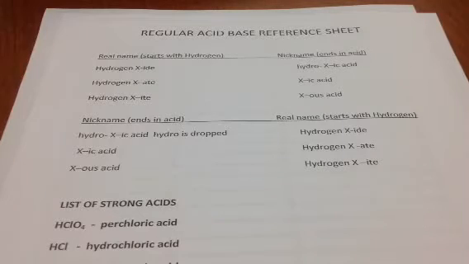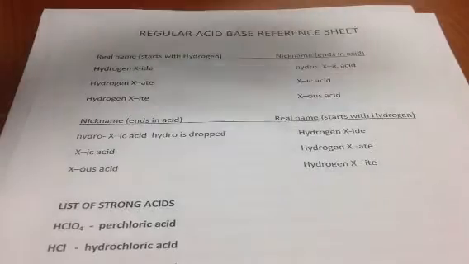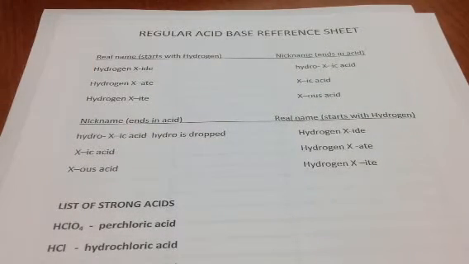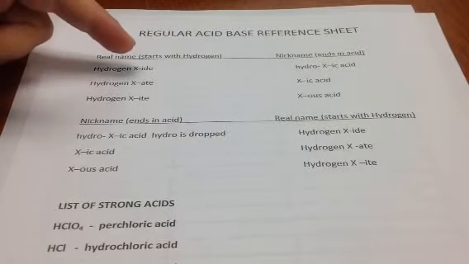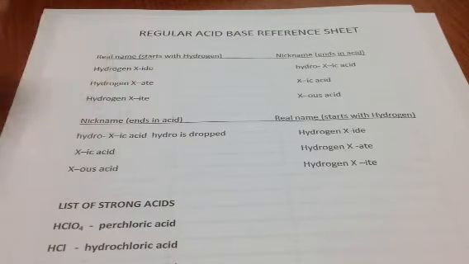Here's a video on how to change the real name of a compound to its acid nickname. Compounds that start with hydrogen are classified as acids. There are three cases. You can end in "ide," "ate," or "ite." That's your anion, it can end in those different types.